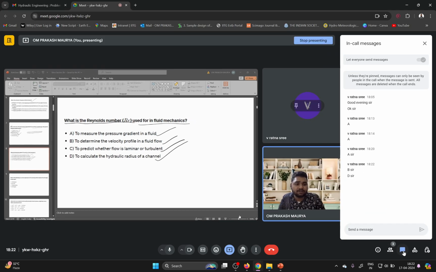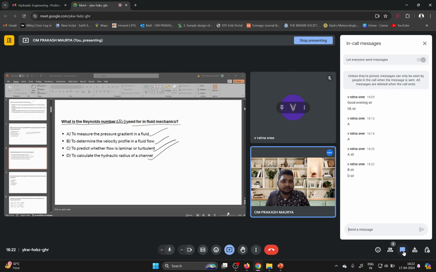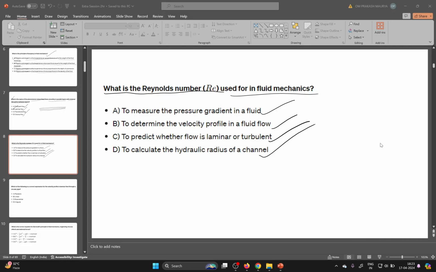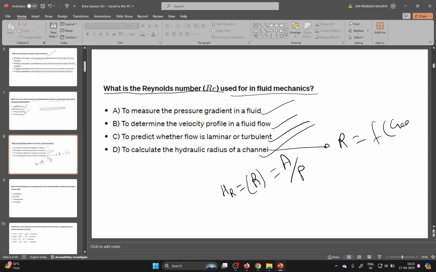For this question you are telling option D is correct, B and D. No, actually you are a bit confused. We calculate the hydraulic radius, or hydraulic mean radius, which is represented by R, wetted area by wetted perimeter. It is a function of your geometry, not the flow behavior and everything.